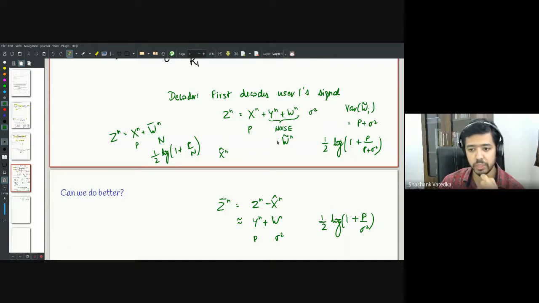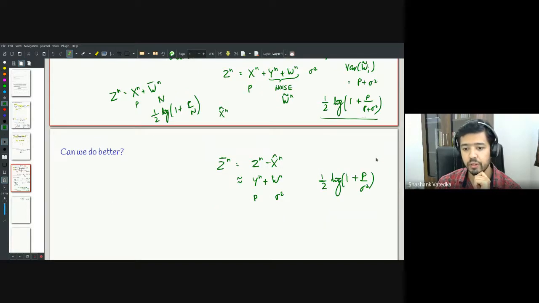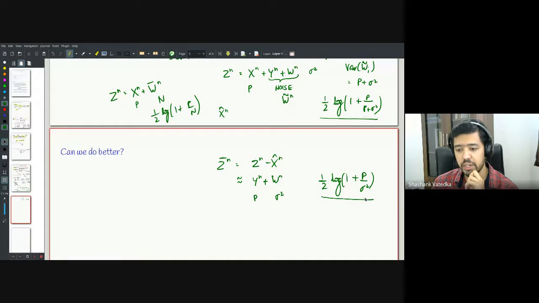Both of them are communicating at the same time, but the decoder will first try to decode only user 1 signal. And it can decode it as long as user 1 is operating at a rate of at most half log 1 plus P over P plus sigma square. Once it has successfully decoded user 1 signal, it removes that component from the received signal and then tries to decode user 2 signal. That is possible as long as user 2's rate is less than half log 1 plus P by sigma square, which is equal to C.